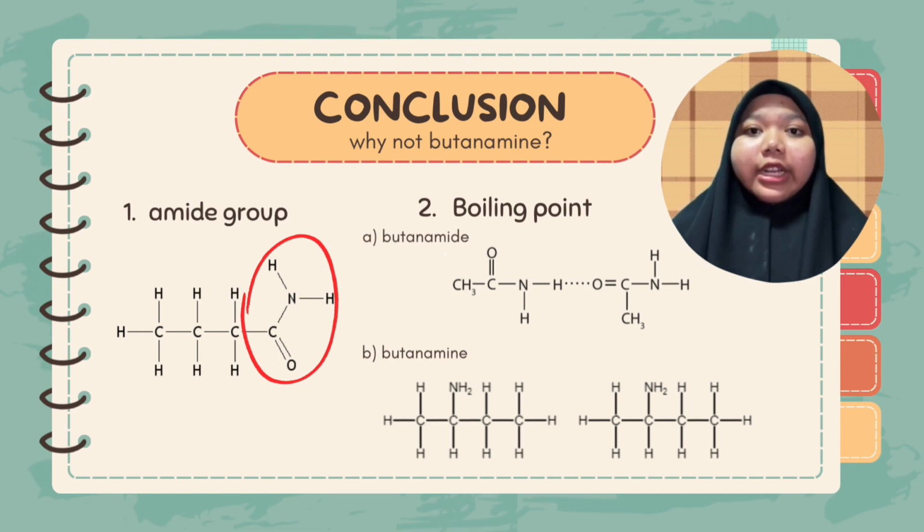When the atoms are different, it leads to different boiling points. As we can see, the upper one is butanamide and the lower one is butanamine. Look at the dotted lines. It shows that butanamide can form hydrogen bonds between butanamide's molecules. Meanwhile, butanamine cannot form any hydrogen bonding between the molecules.